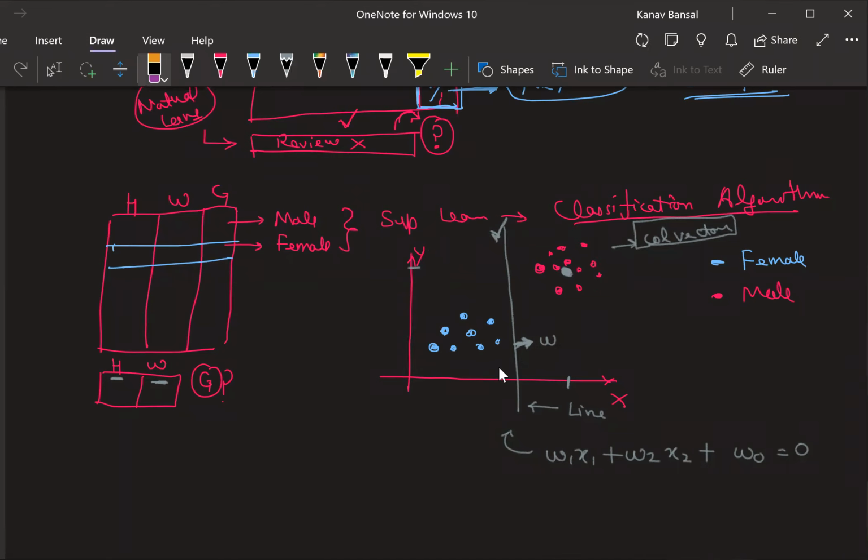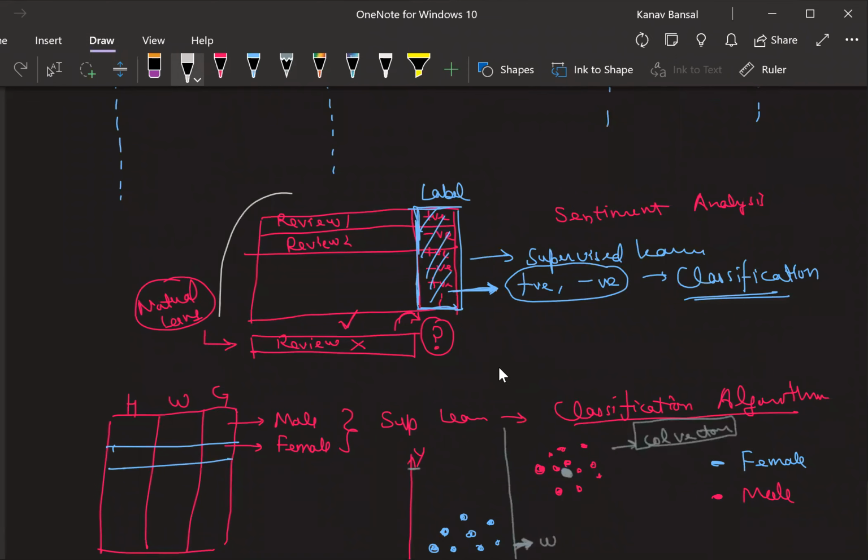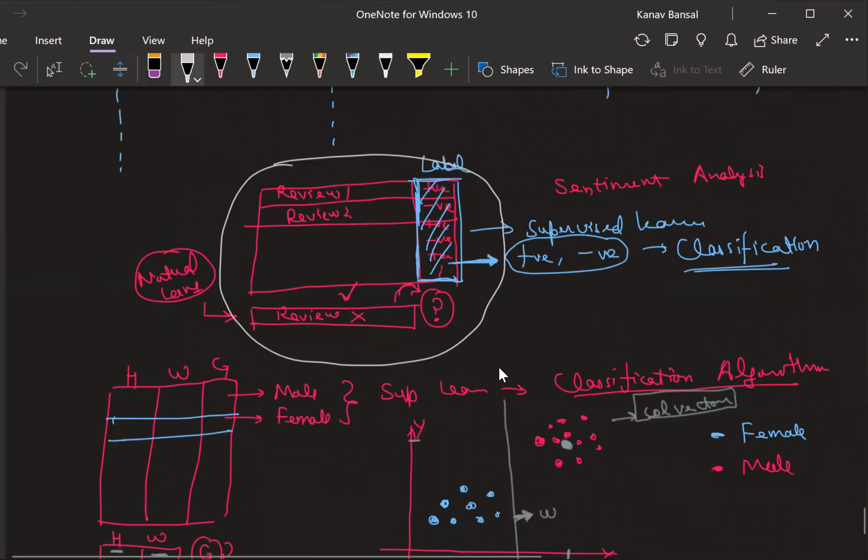Right? Now, let's try to go back a little bit, to the project that we need to complete by the end of this entire workshop, entire course, this foundational machine learning course. What is the task we need to solve? We need to create a sentiment analyzer.